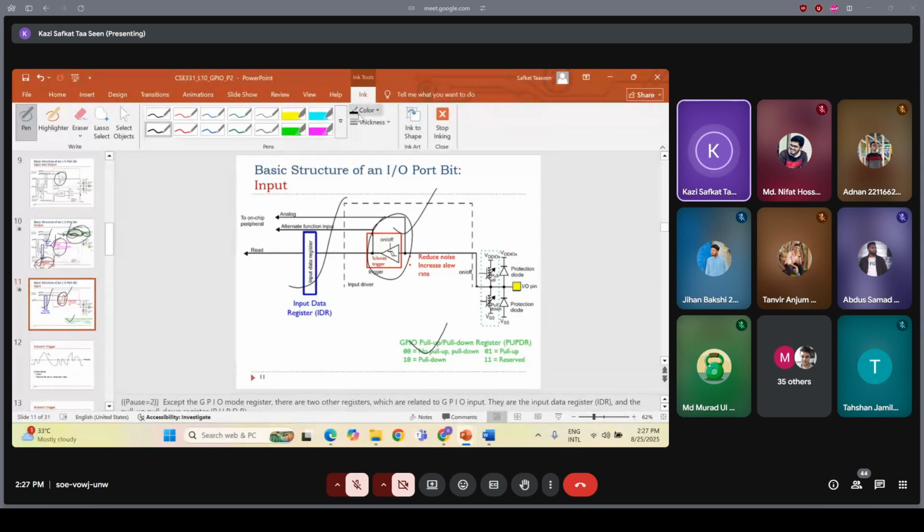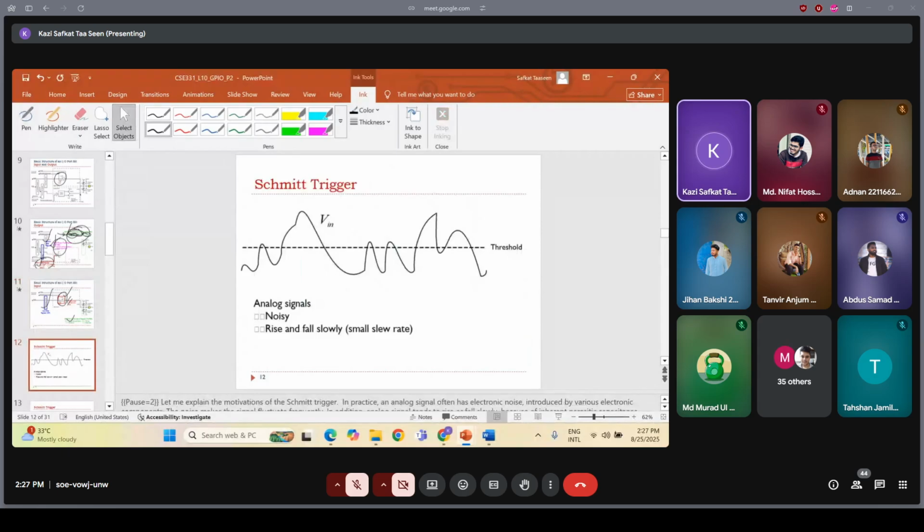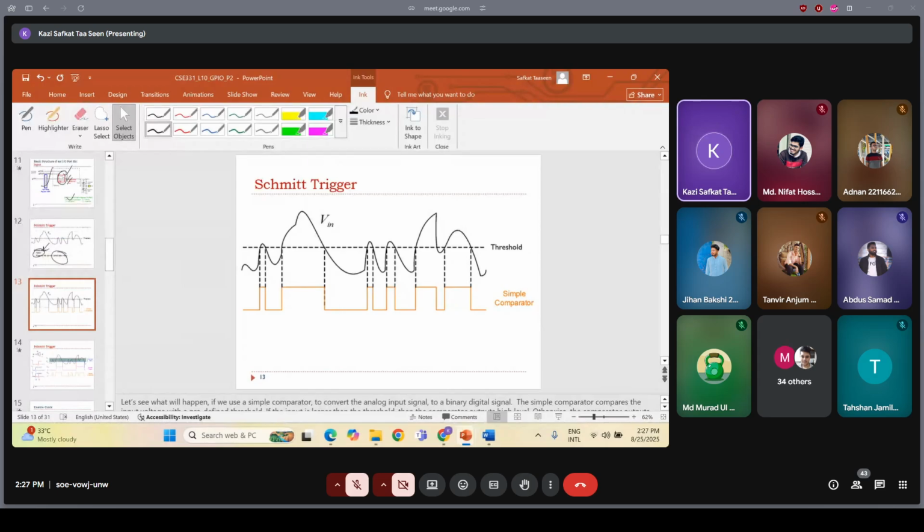What is its functionality? We discussed that it reduces noise and improves the slew rate. How is noise incorporated into the system? Why is the slew rate slow? What kind of output does a comparator produce from an input signal and a threshold?